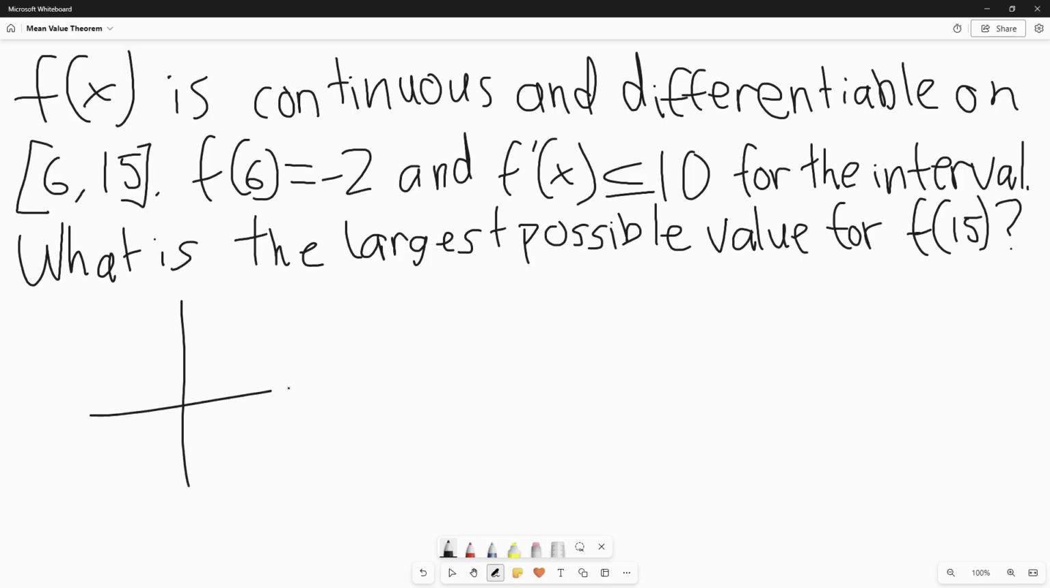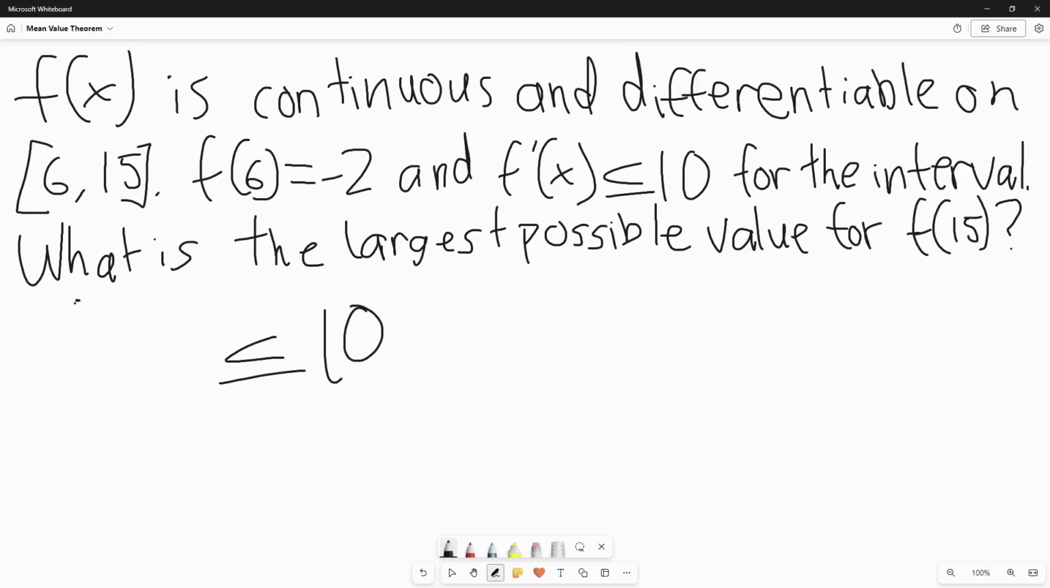If you think about it, we have 2 points here and whatever graph in the middle. If this slope is greater than 10, then according to the mean value theorem, there is some point on the graph where the tangent line is greater than 10. And that can't be possible because it says it's less than or equal to 10 for the interval, if that makes sense. So that means the secant line needs to be less than or equal to 10 for the interval, which means that the rise over run needs to be less than or equal to 10.